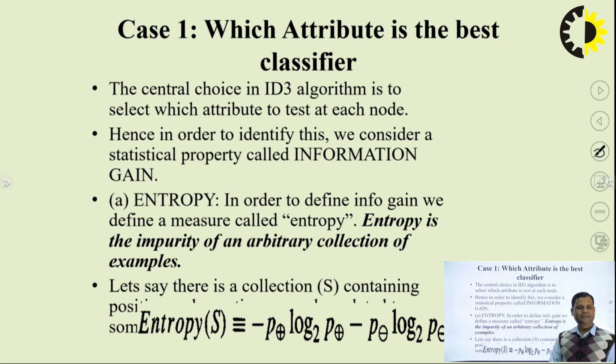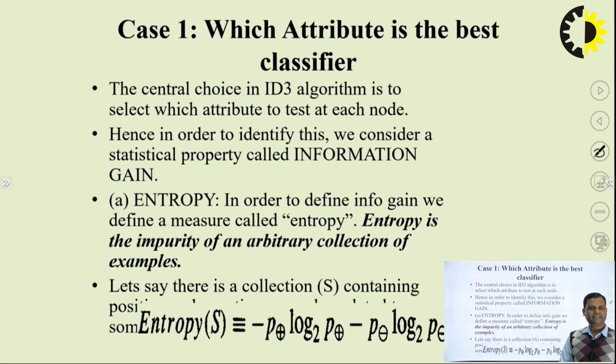What is entropy? In order to define information gain, we define a statistical quantity called entropy. Entropy is defined as the impurity of an arbitrary collection of examples. Basically, entropy defines the impurity in the collection of data sets.